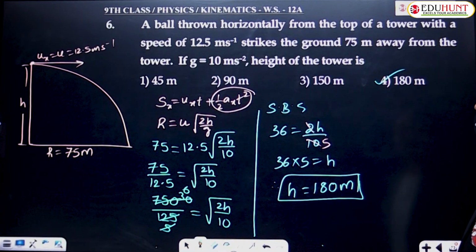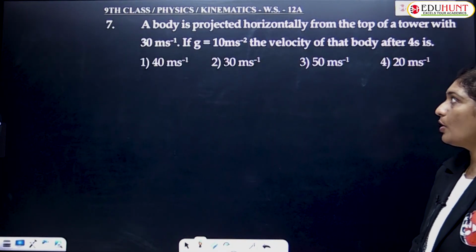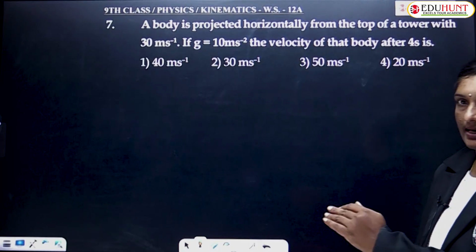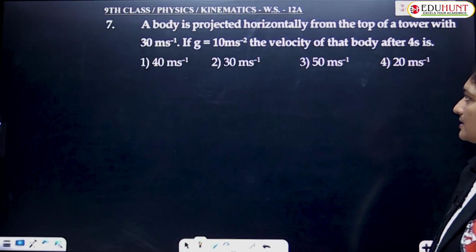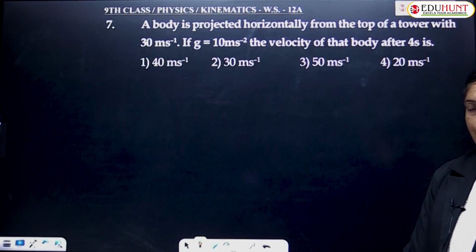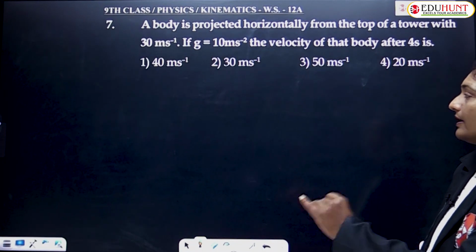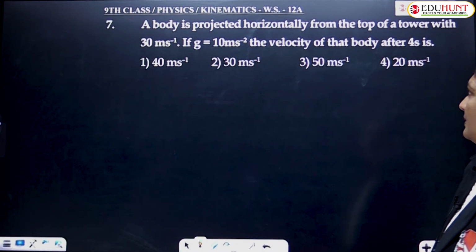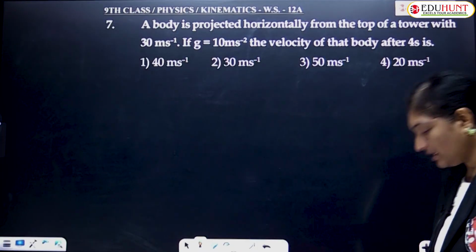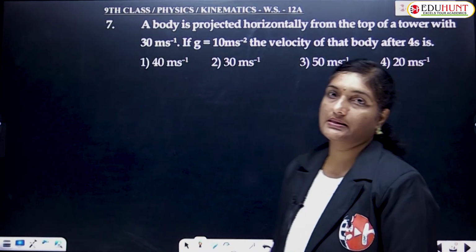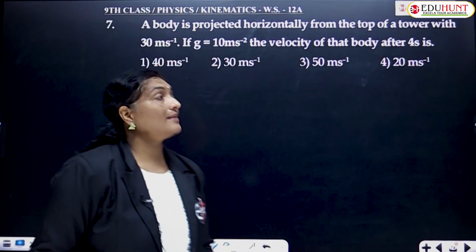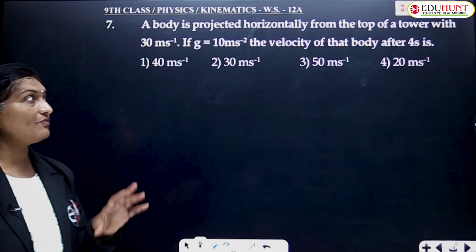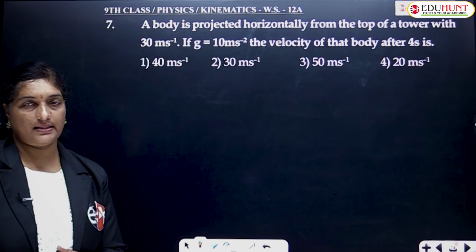Now the next question, question number 7. A body is projected horizontally from the top of a tower with 30 meters per second. Similar to the previous problem, the velocity of throw was given as 30 meters per second, and the value of g you are asked to take as 10 meters per second squared. You are asked to find the velocity of that body after 4 seconds.